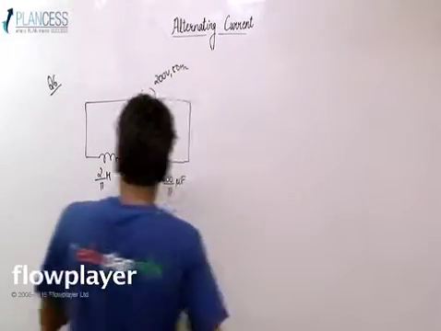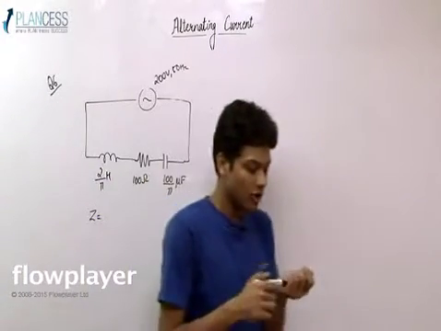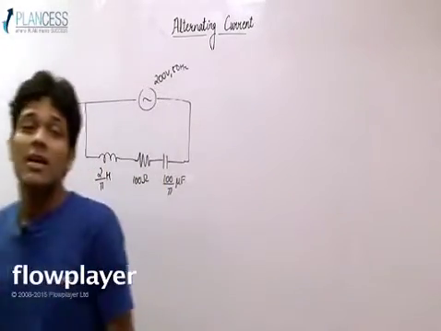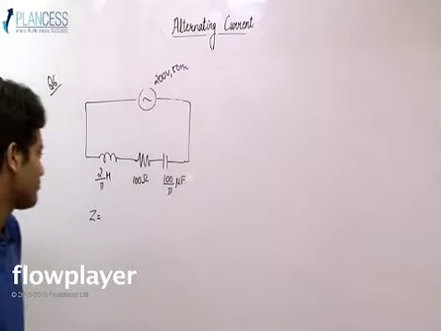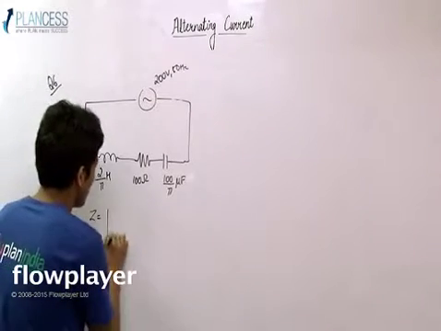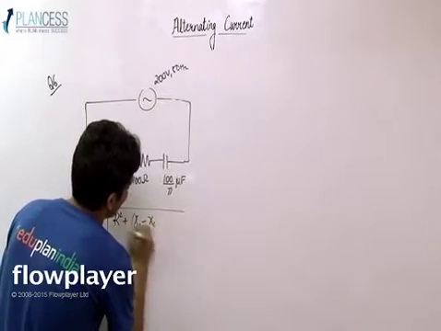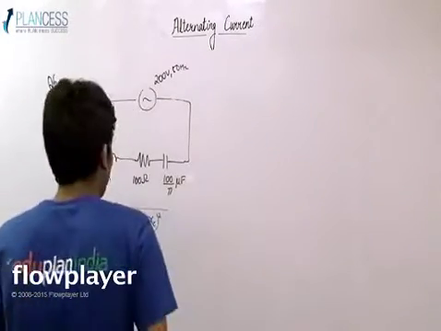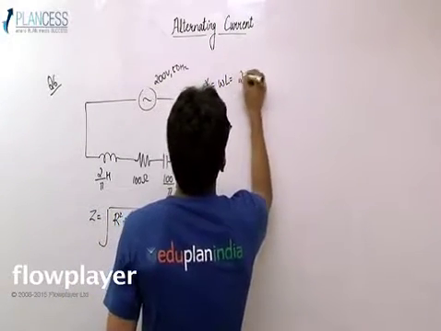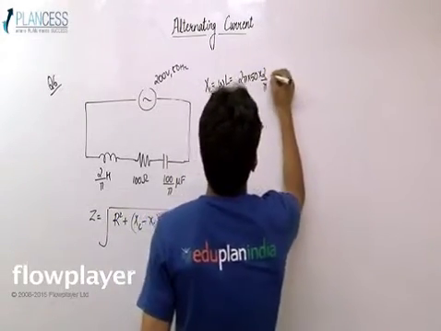Firstly, let's calculate the impedance of the circuit. Whenever you get a question comprising an AC circuit, maybe R, maybe L, or any combination of that, firstly calculate the impedance of the circuit. So let's calculate the Z, that is the impedance. Z would be root over R square plus XL minus XC whole square. So R we already know. Let's calculate XL, which is omega L, which would be 2 pi into 50 into L, which is 2 by pi.